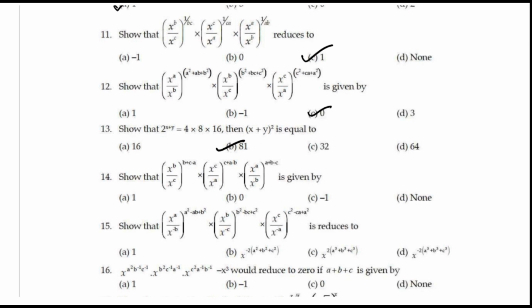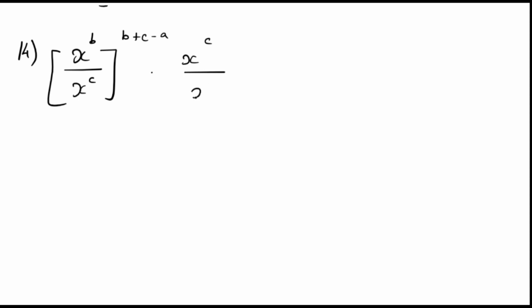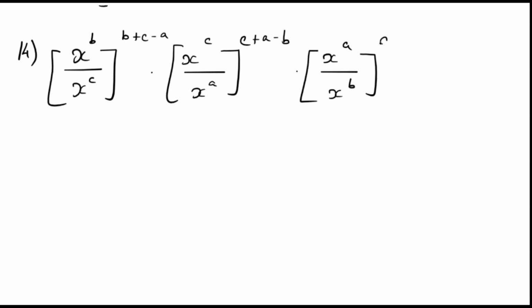Now question number 14. (x to the power b divided by x to the power c), the whole to the power b plus c minus a, into (x to the power c divided by x to the power a), the whole to the power c plus a minus b, into (x to the power a divided by x to the power b), the whole to the power a plus b minus c. Here the denominators I'm bringing to the numerator, so the sign of the powers will change.